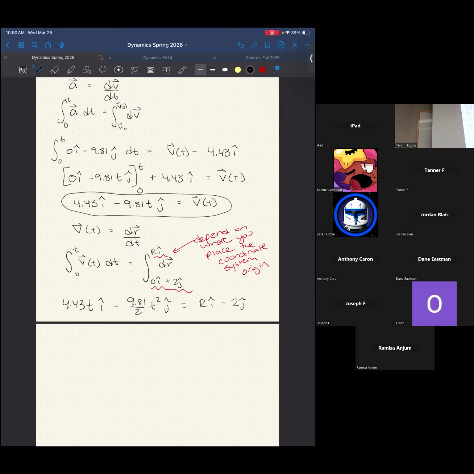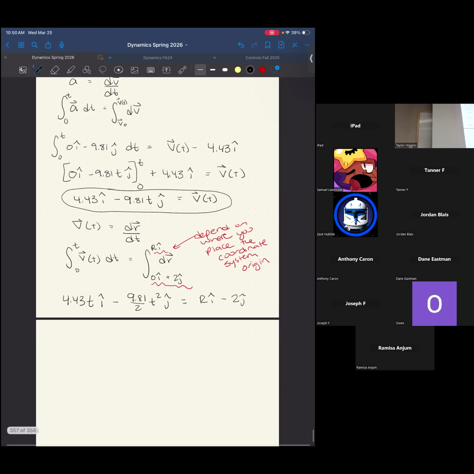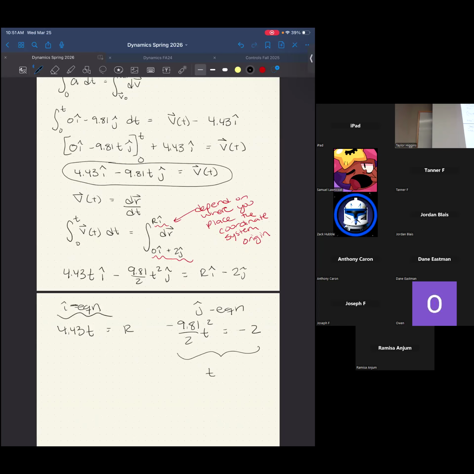So I'm seeing two equations and two unknowns here. One will be our i hat equation: 4.43 t is equal to r. And then our j equation will be minus 9.81 over 2 t squared equals minus 2. So we should be able to use the j equation to solve for the time, and the i equation to solve for r.